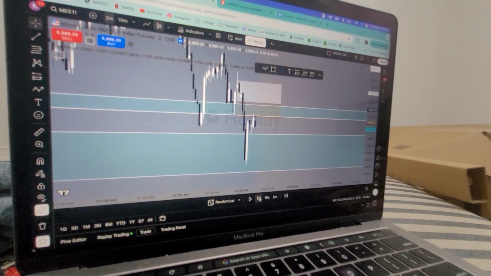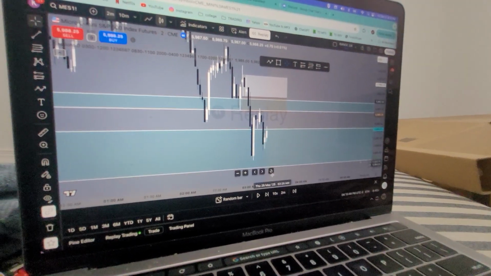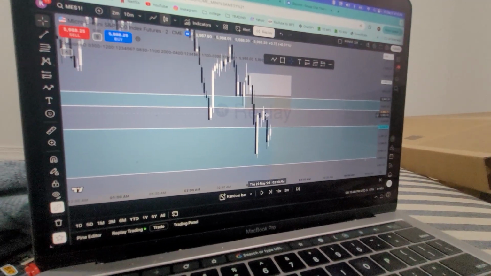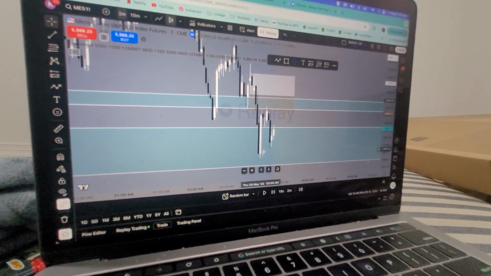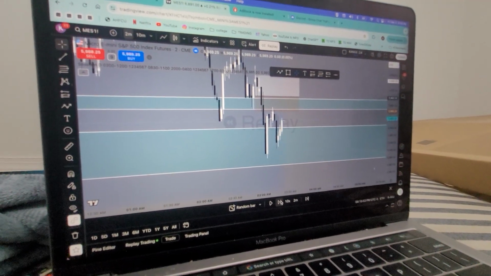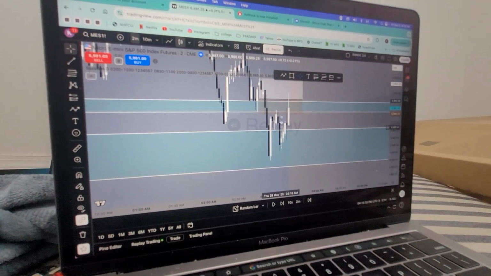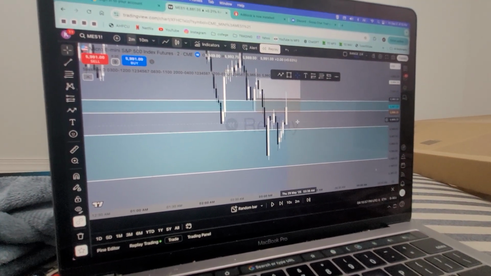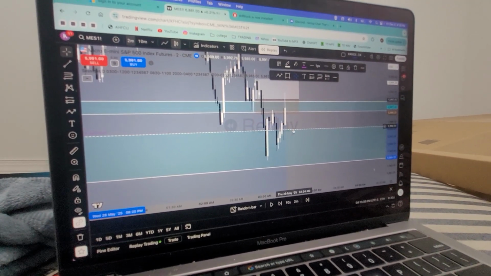Let's see what happens. Okay, so price doesn't make a crazy high, but it doesn't break structure. If price wants to go down, I would be looking for it to break structure. Let's see what's going on here. Okay, it seems like price is building up. Okay, just broke structure right here.